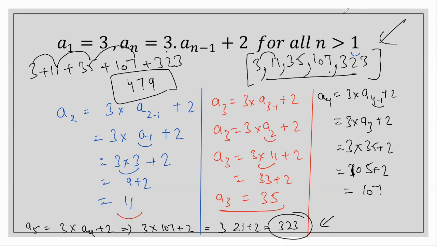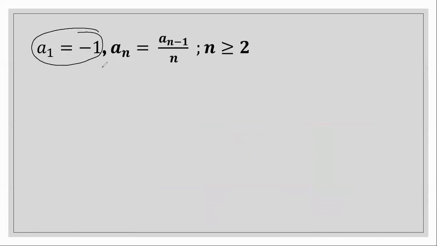Okay. So let's move to the next question, everyone. Question number 12, and this is the question where a1, the first term, is given to you, -1. This is the nth term, and n is greater than or equal to 2. So we'll start with 2. So n value is 2 or greater than 2. So let's take it 2.